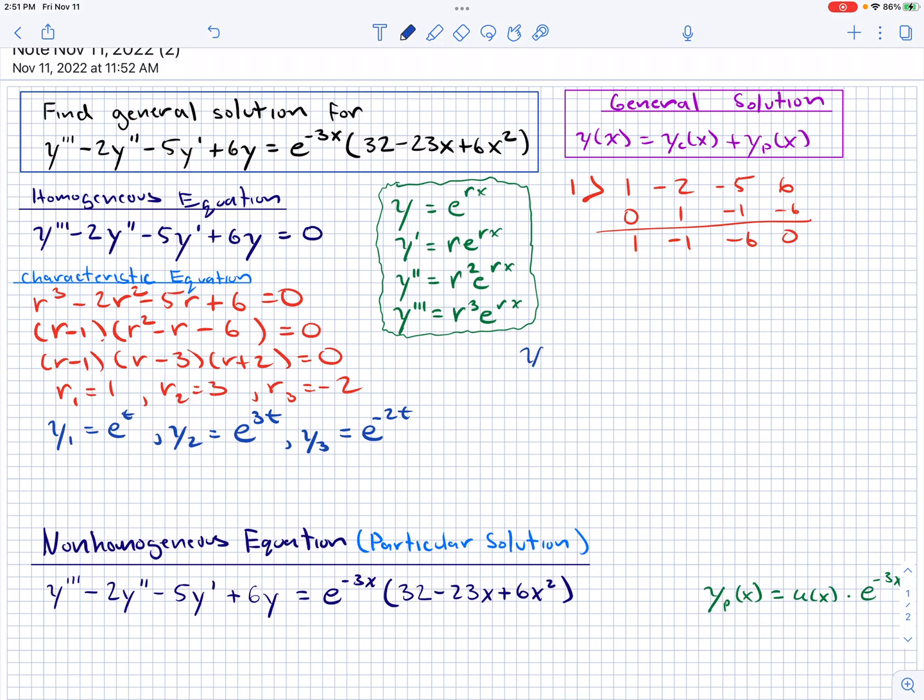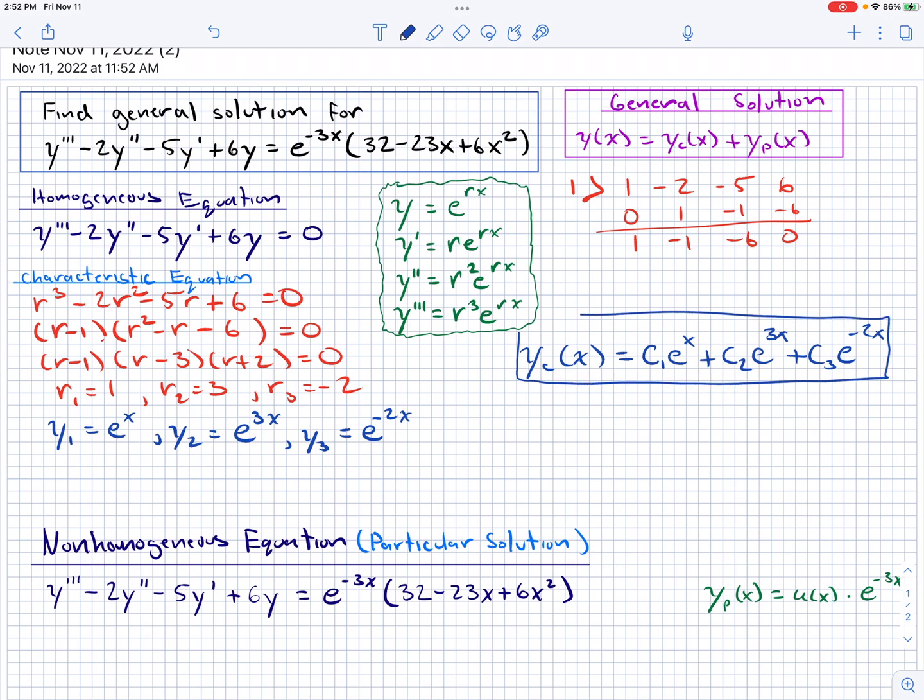But really, we wanted the complementary solution, which is y sub c of x. Sorry, I used t instead of x, I'm used to using t's, but we are using x's for this problem. So the complementary solution is going to be some constant c1 times e to the x plus c2 e to the 3x plus c3 e to the negative 2x.